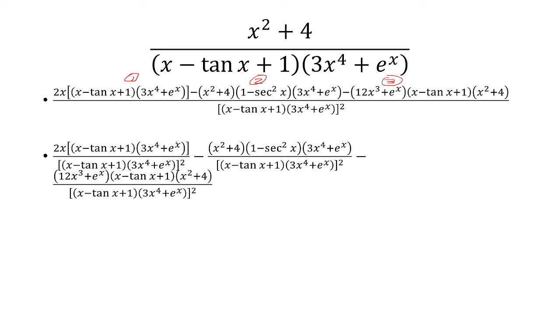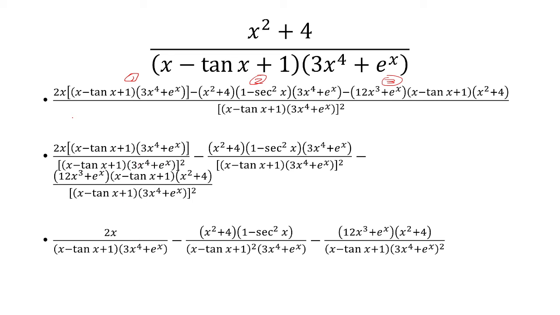And at this point, we're just going to simplify. So looking at the first fraction, we have x − tan x + 1 over that thing squared. So we're going to have 1 raised to the first power for x − tan x + 1 in the denominator. Same thing with 3x⁴ + eˣ: first power in the numerator, second power in the denominator. Subtract those, we have 3x⁴ + eˣ in the denominator.